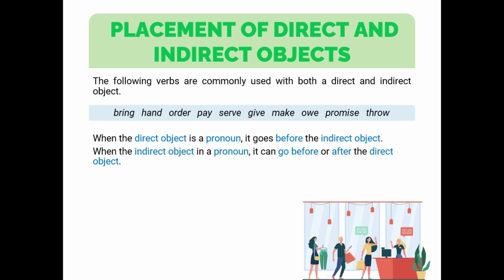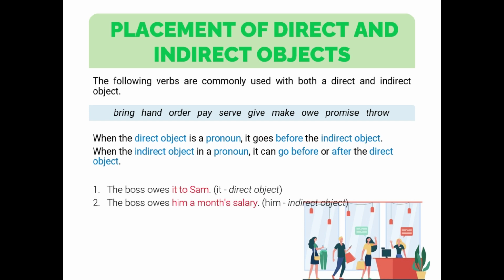For example, number 1, the boss owes it to Sam. Number 2, the boss owes him a month's salary. Number 3, the boss owes a month's salary to him.